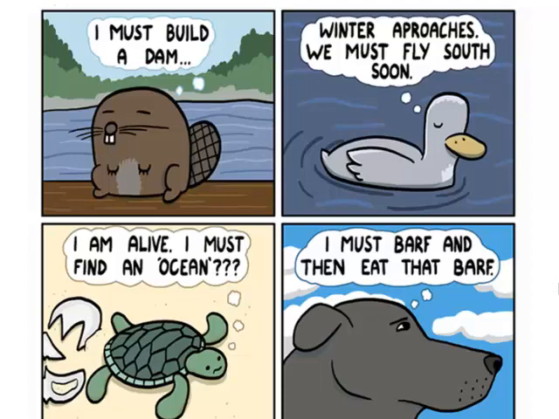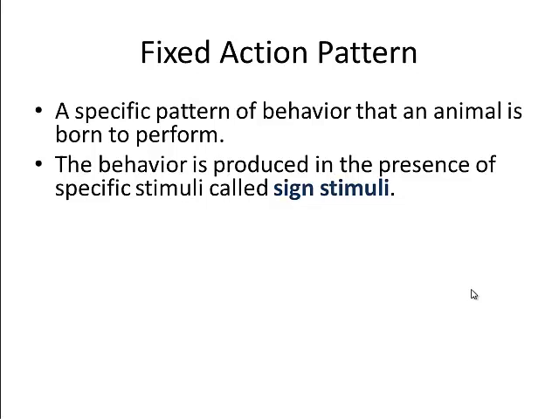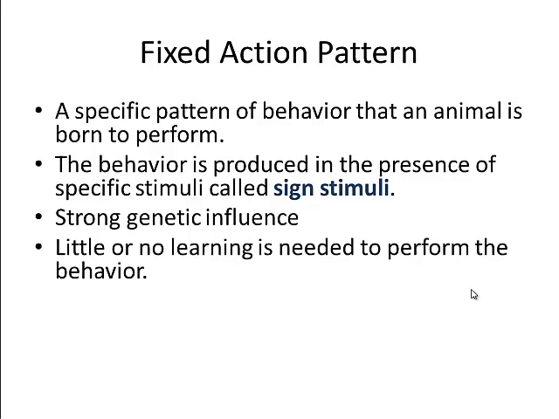So what's a fixed action pattern? These are very specific patterns of behavior, some of them very complex, that an animal is born to do. They are induced by specific stimuli. We call those stimuli sign stimuli. A sign stimulus produces the fixed action pattern. Again, strongly genetically influenced. Doesn't mean it can't be shaped somewhat through experience, but very little or no learning takes place.